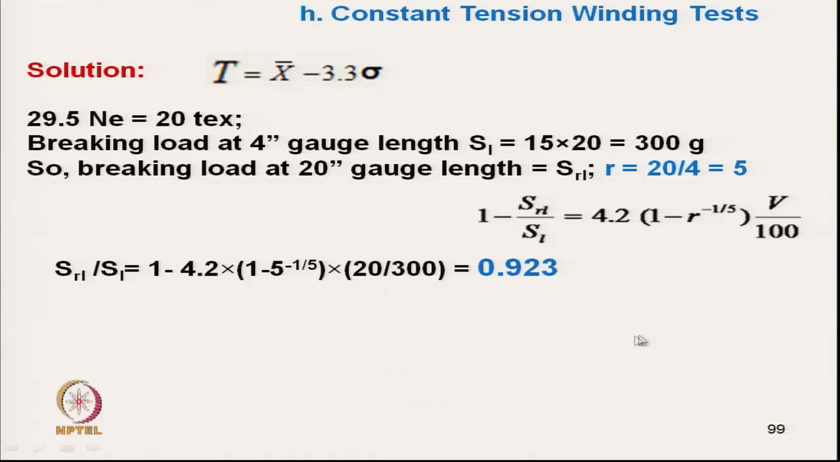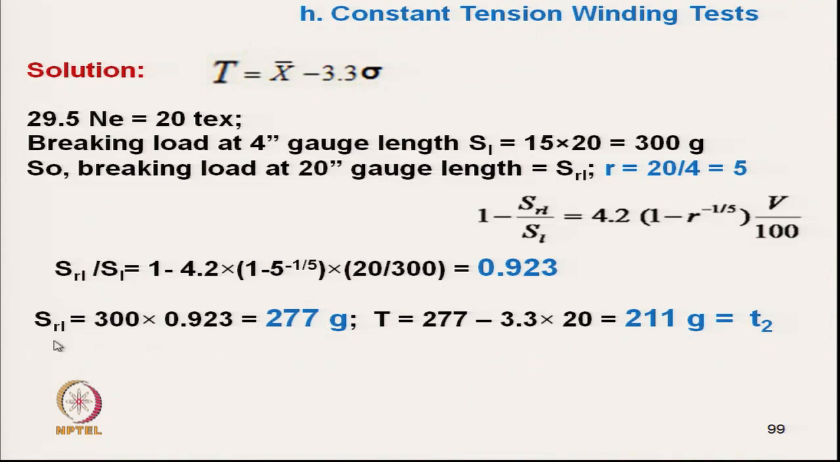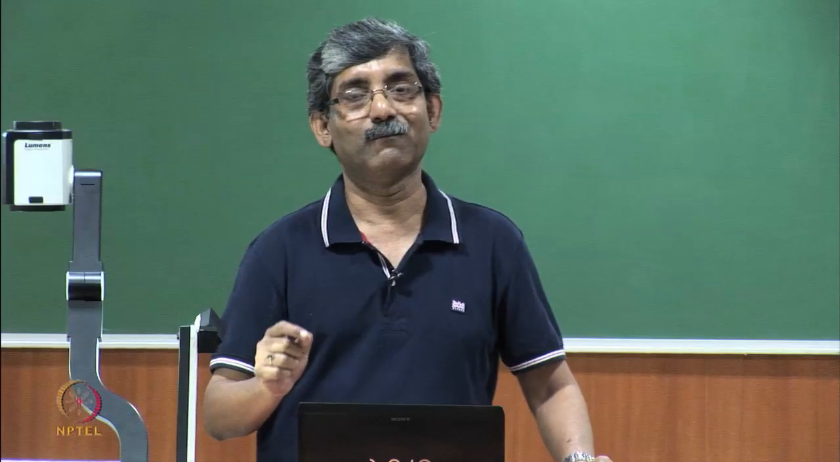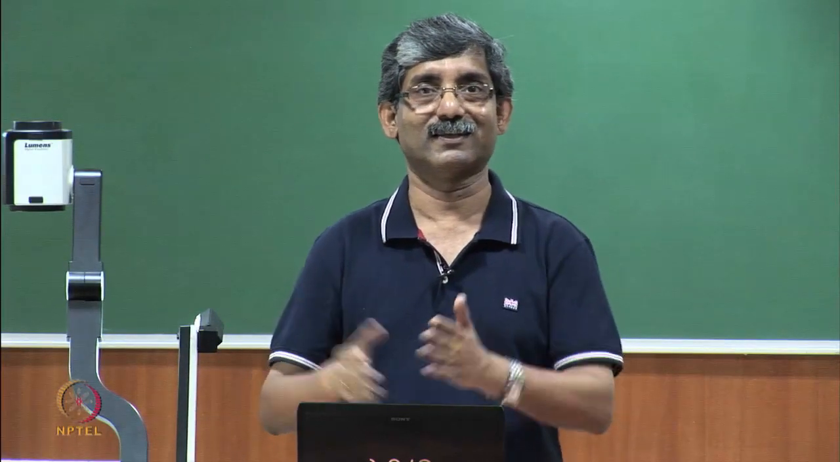So, 20 by 300. If we calculate this value, the ratio of SRL and SL comes out to be 0.923. What is SL? SL is nothing but the mean strength at 4 inch gauge length, which is 300. So SRL comes out to be 300 multiplied by 0.923, which is 277. What is 277? This is the breaking strength at 20 inch gauge length.